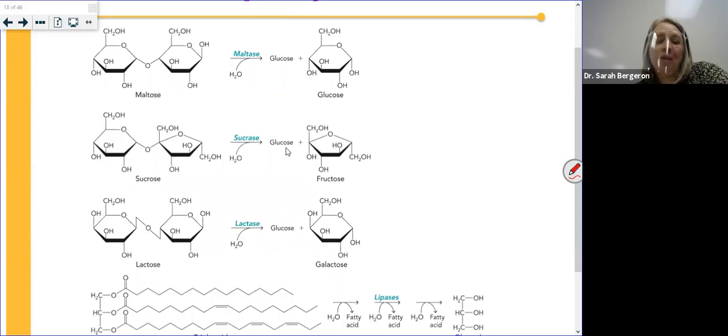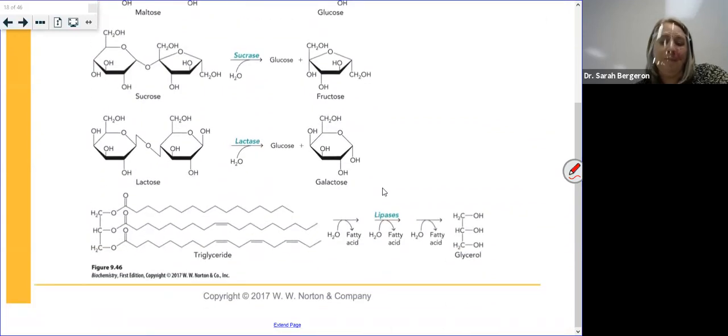Sucrose, table sugar. What are you going to get? Glucose and fructose. So guess what's going to happen? In order to get this molecule of fructose in glycolysis, you're going to have to make some changes to it. So you have to remember that not every sugar that you break down can directly go into glycolysis, right? Lactose is going to break down into glucose and galactose. You're going to have to modify galactose to make glucose to get it into glycolysis. And we'll talk about how we do that, right?